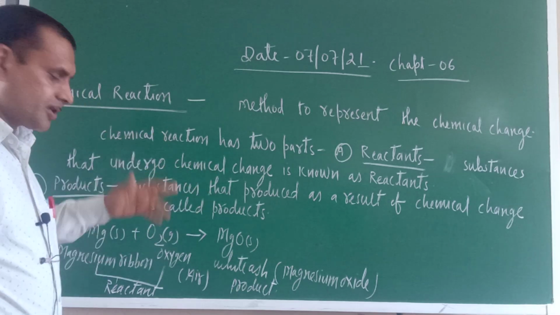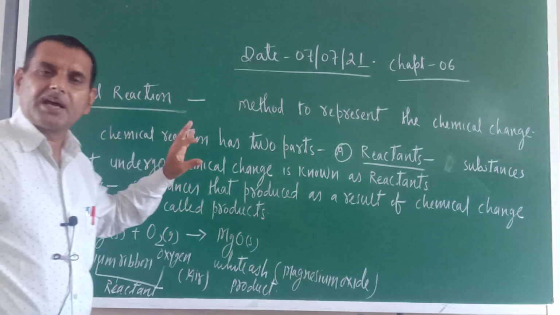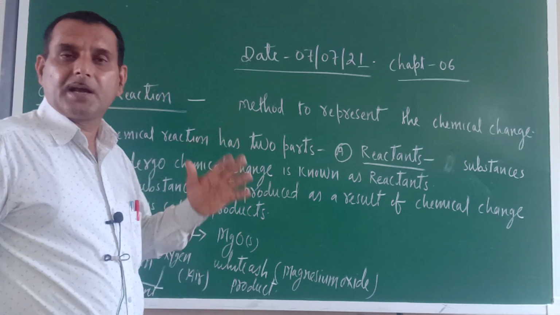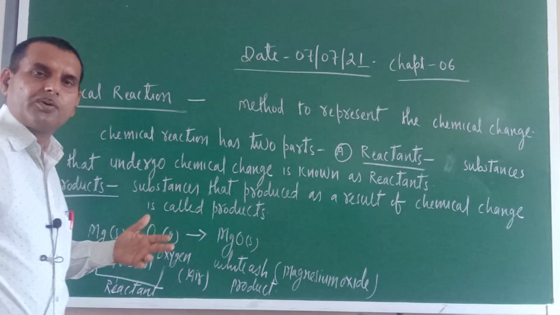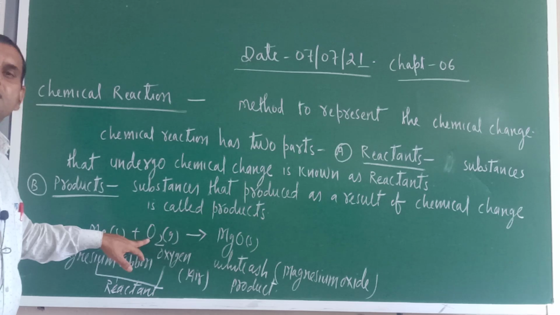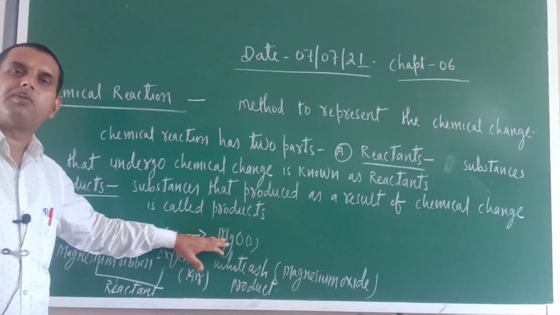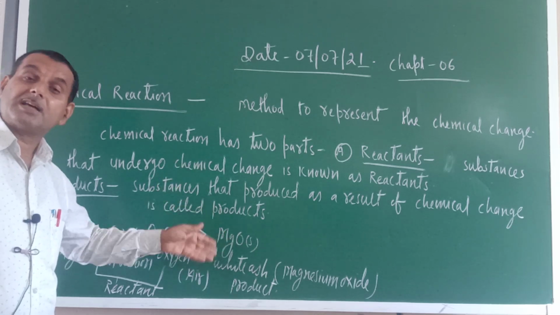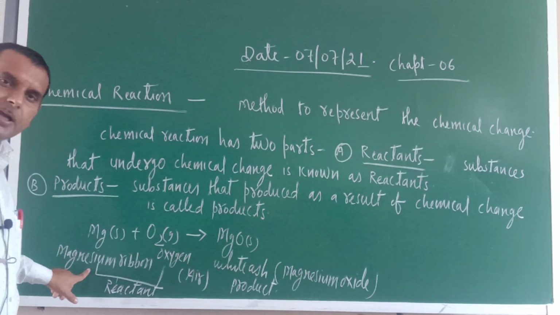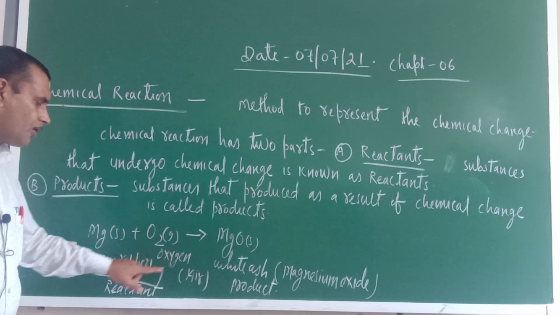Always remember, a chemical reaction is written with the help of symbols and chemical formulae. In 9th class you will study this. Magnesium symbol is Mg, oxygen symbol is O2. This is magnesium oxide, formula MgO. It is difficult for you, so just concentrate on the word equation. Here I wrote magnesium ribbon, and here I wrote oxygen.